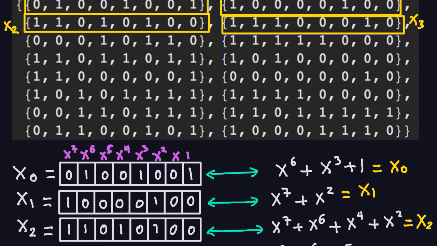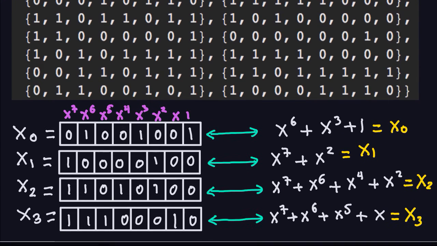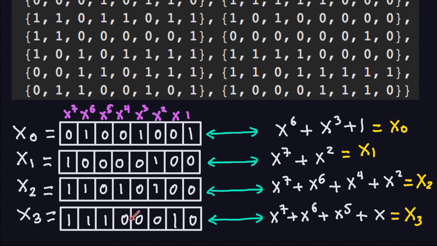And again, I'm going to look at the polynomial that it represents. It's going to be a little bit longer polynomial because I have more ones in here. So I have an x to the 7, x to the 6, x to the 4, and x squared. And that's exactly what I have here, representing x2 again. And exactly the same for the last one. If you look at x3 there, that's going to be represented by this polynomial.